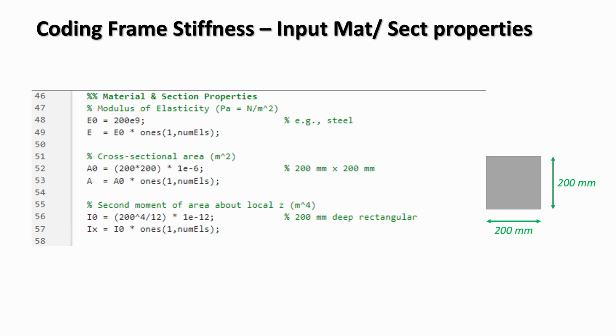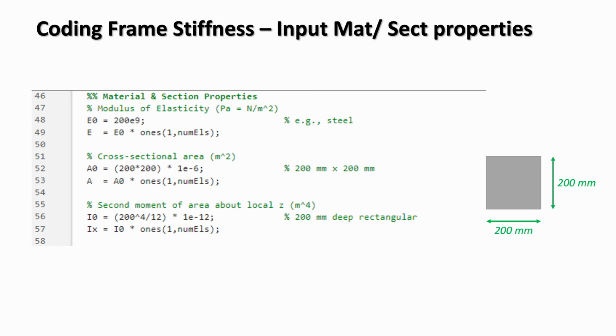In this part of the input, we define the material and section properties of the frame elements. These values feed directly into the stiffness matrices we derived in the theoretical lectures. Here we're using 200 gigapascals, which is typical for structural steel. We multiply that by 1e9 to convert from gigapascals to pascals, because we decided to work in SI units. The line E equals E0 times ones(1, num_Ls) simply assigns the same material property to every element. If you had different materials, you'd enter them individually instead.